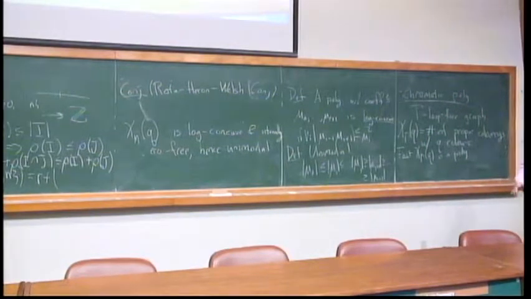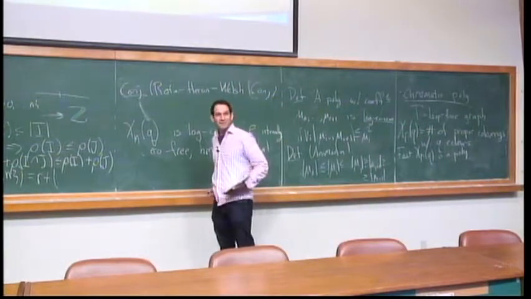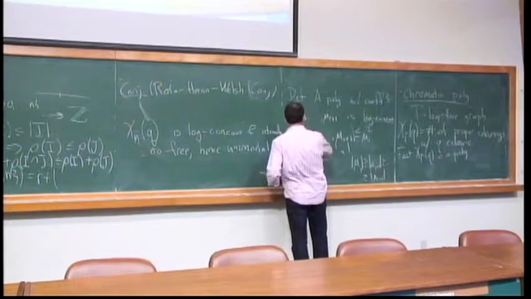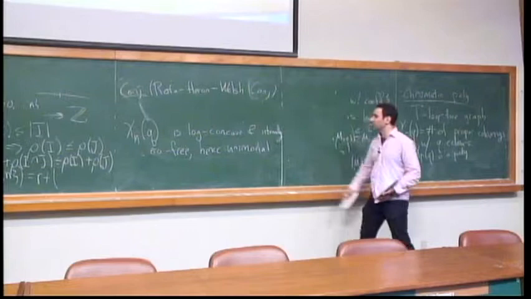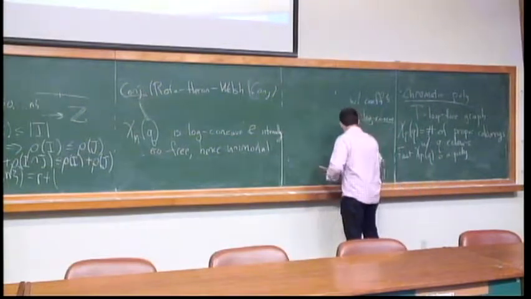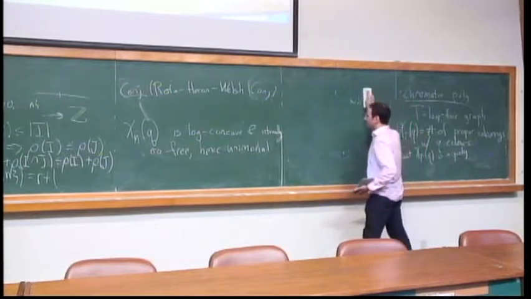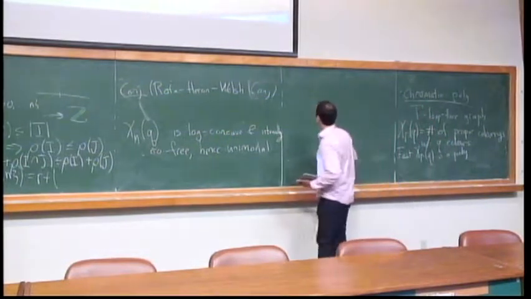But before I do that, before I tell you something really exciting, I'm going to change the subject. So I'm going to talk to you about a different problem. And then I will find common ground between this different problem and the Rota-Heron-Welsh conjecture. And this different problem is the lower bound theorem in polyhedral combinatorics.